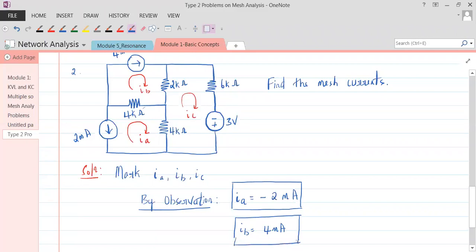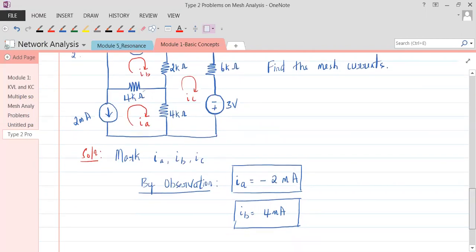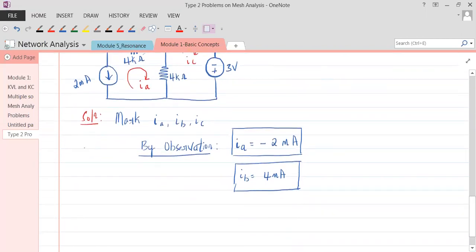So how many KVL problems? This is one KVL problem. So which mesh are we applying KVL to? We are applying KVL to mesh 3. Okay, so apply KVL to mesh 3, everybody.